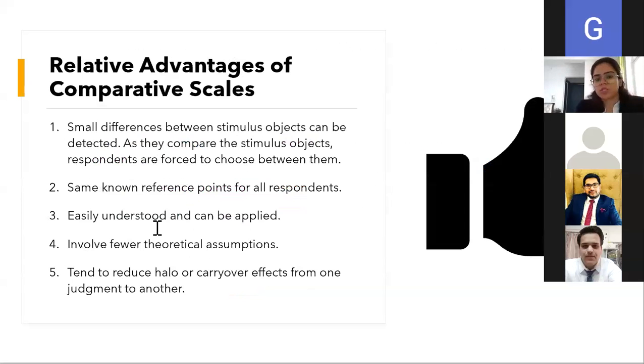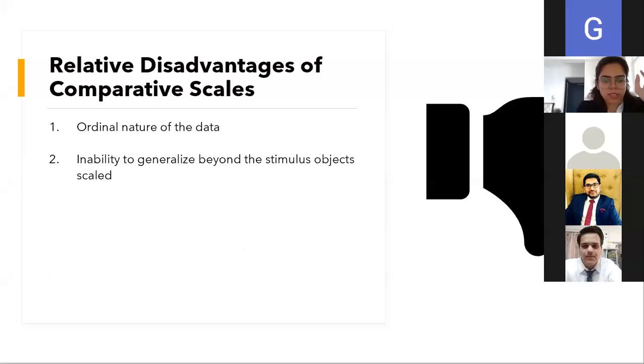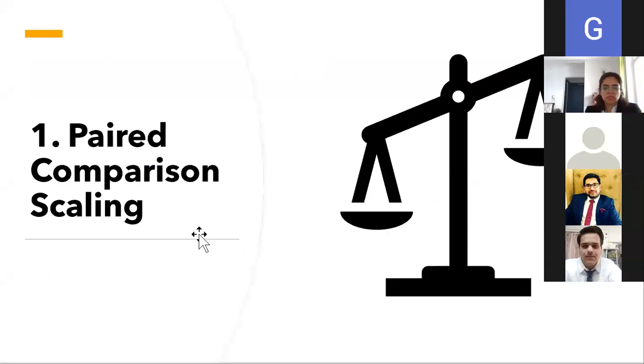The advantages of comparative scaling are that small differences can be detected because you are comparing two objects. Second, the reference point is the same. It's easily understood and can be applied, there are fewer theoretical assumptions, and you can reduce the halo effect also. And these are some disadvantages. Let's check one example, then you'll understand. Ordinal nature and inability to generalize beyond the stimulus objects. The first example of comparative scaling is paired comparison.